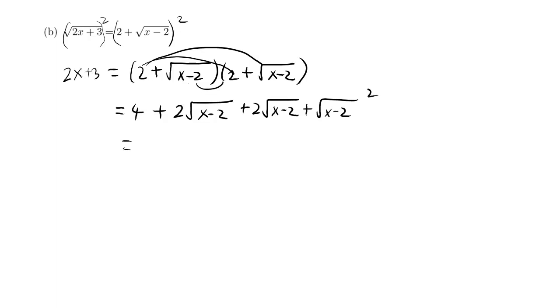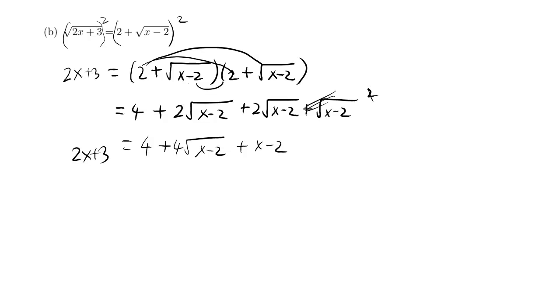These two terms are like terms, so you can combine them. So it's 4 plus 4 square root of x minus 2. And this square will cancel the square root there, so you're going to get x minus 2. And the left side is still 2x plus 3. So sadly, after doing all this work, you see that the square root is still there. And that means you have to do another square.